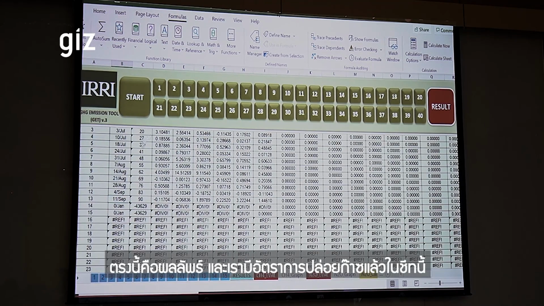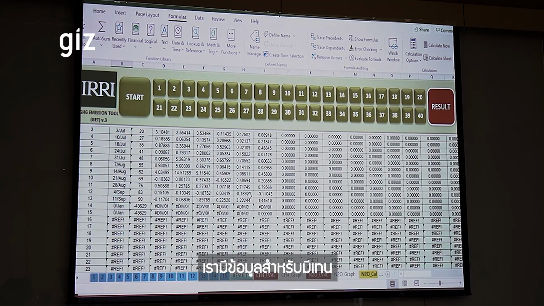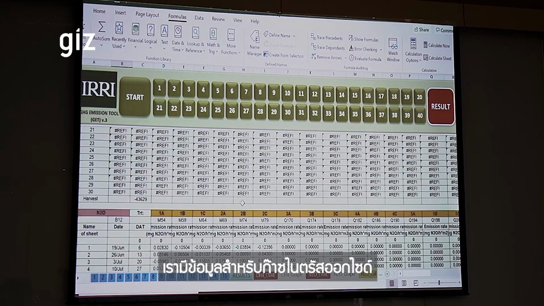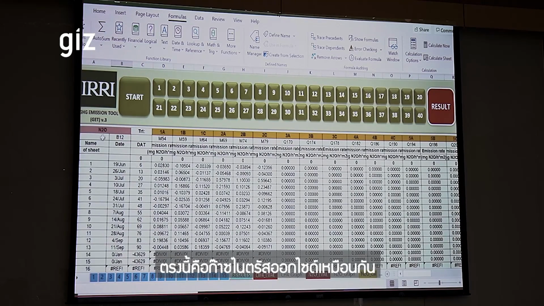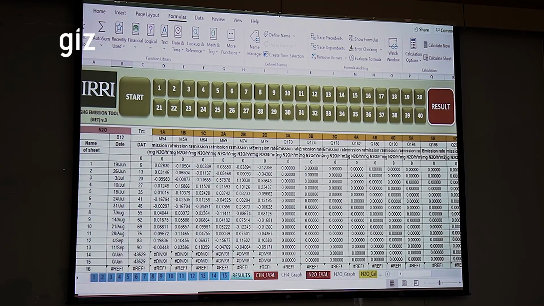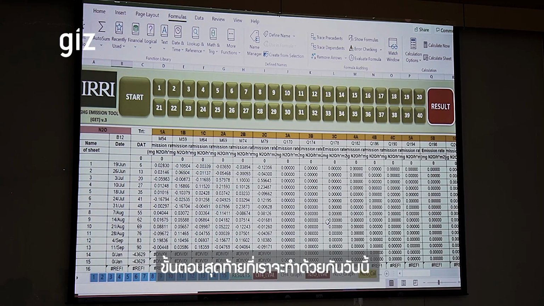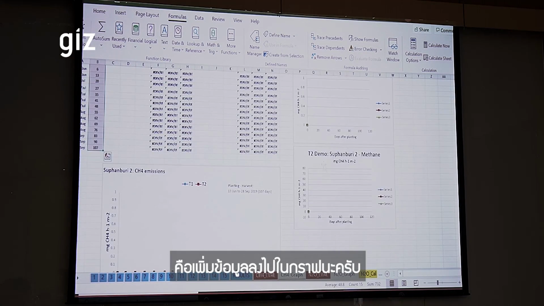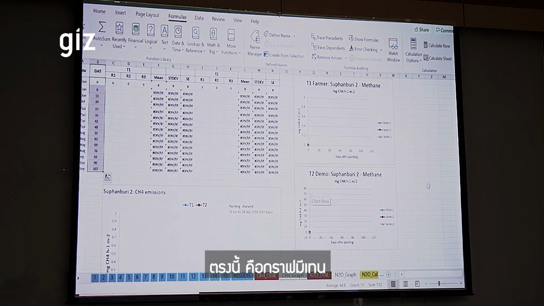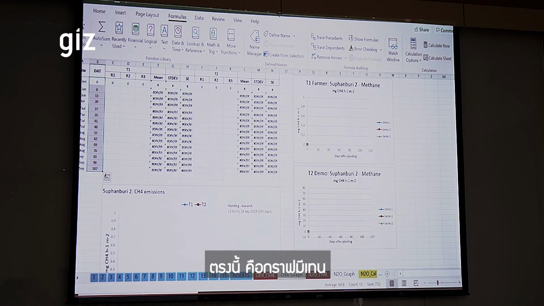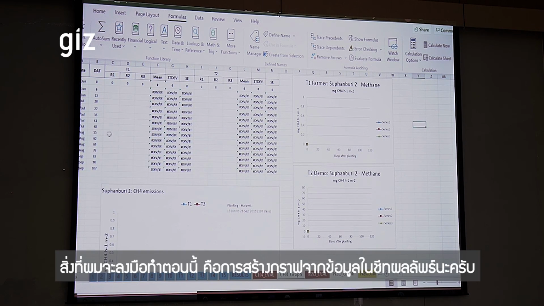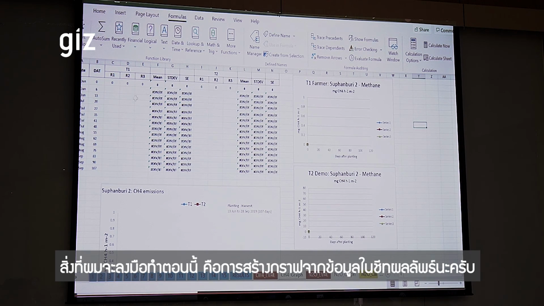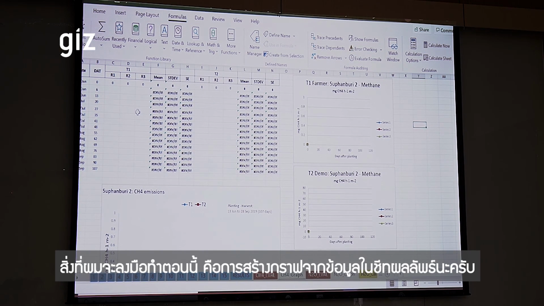So this is the result, and we have the emission rates here in this sheet. And we have them for the methane, and we have them for the nitrous oxide. Here's the nitrous oxide, the same, right? So what we do in the last step today is to fill this data into the graph. Here is the methane graph, and what I will do now is populate this graph with the data from the results sheet.